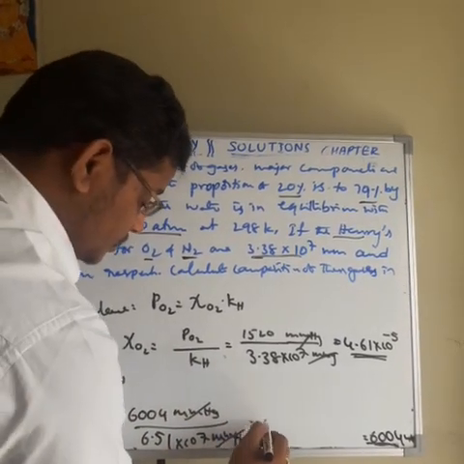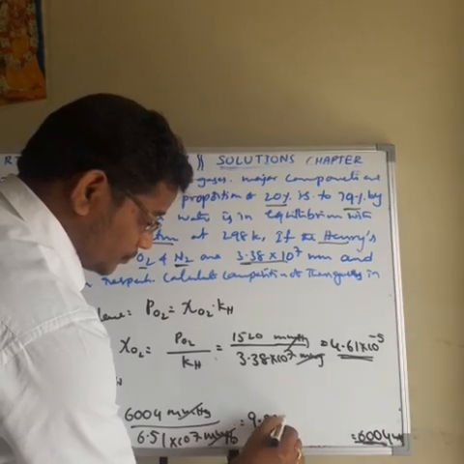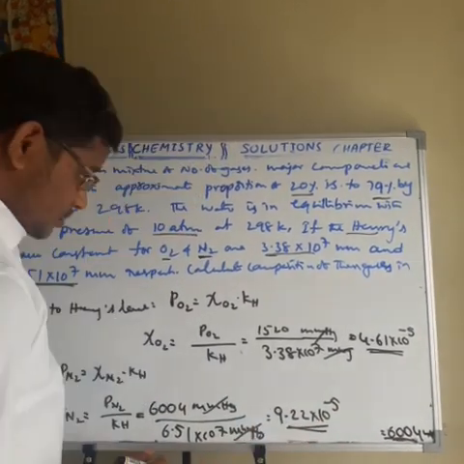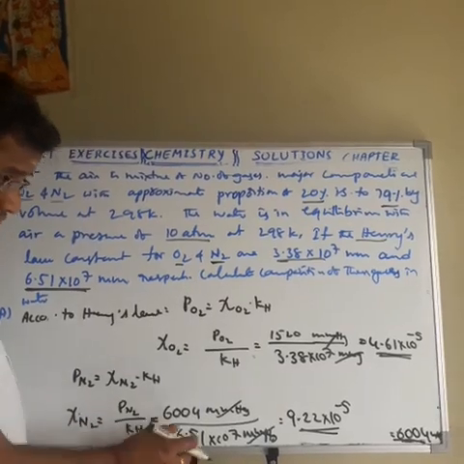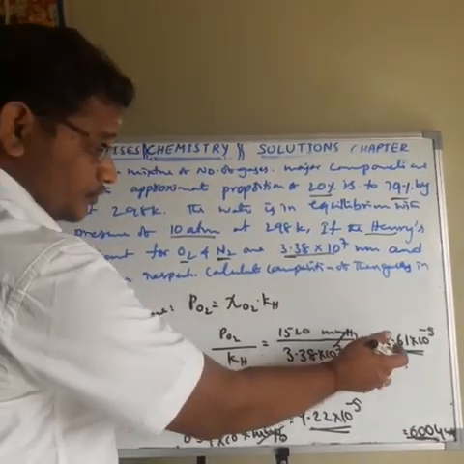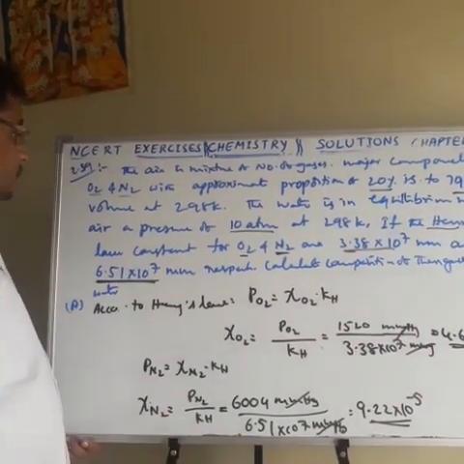Cancel. Its value is 9.22 into 10 power minus 5 will come. So this is the composition of nitrogen in the water: 9.22 into 10 power minus 5. Oxygen value is 4.61 into 10 power minus 5. So that is about question number 39.